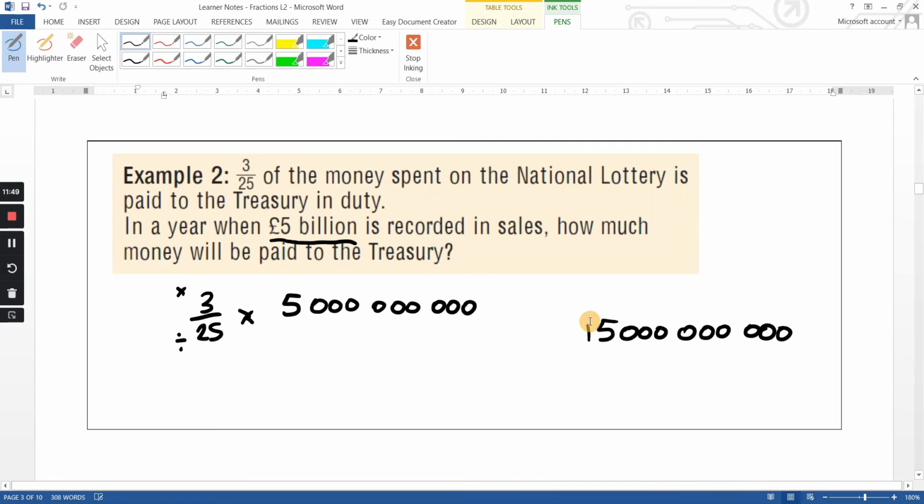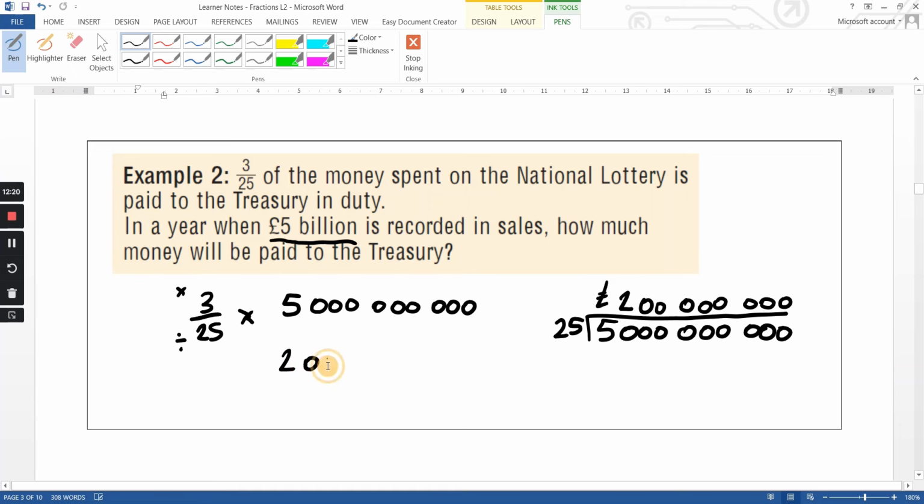I'm going to put that in the bus stop. Looks a bit weird, but it's absolutely fine. Put 25 on the outside. 25 into 5 doesn't go, obviously. 25 into 50 goes twice. We've got all these zeros: 2 zeros there, 3 zeros here, and another 3 zeros here. So that's 200 million pounds. So that's 1/25. I want 3/25, so 3 times that.